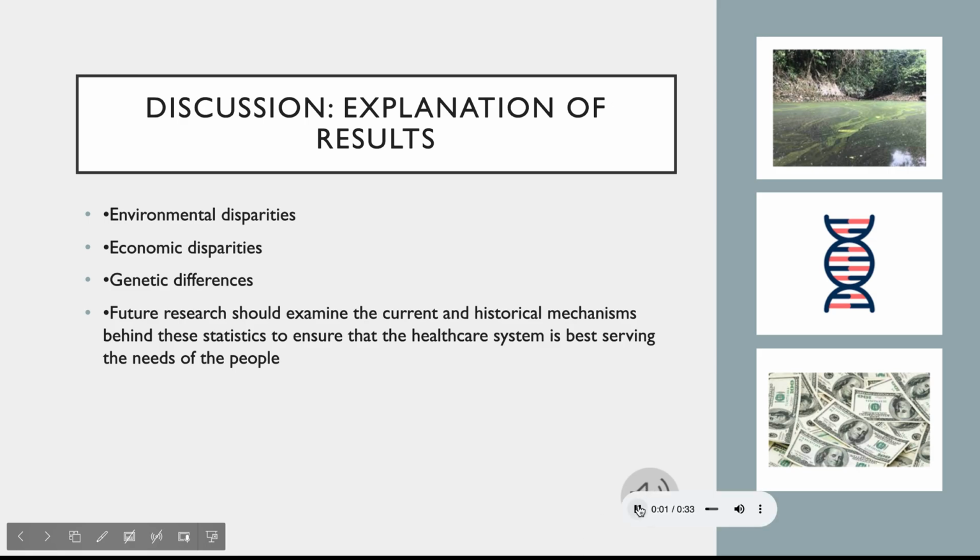In terms of explanations for the observed results, although the authors of this paper didn't specifically examine why immigrants from West Africa or the Caribbean had different incidences of prostate cancer, they did suggest that it could be because of economic or environmental disparities or because of potential genetic differences. Because they didn't do this investigation, they suggest that future research look into the current and historical mechanisms behind these statistics in order to ensure that the healthcare system is best serving the needs of all Canadians.